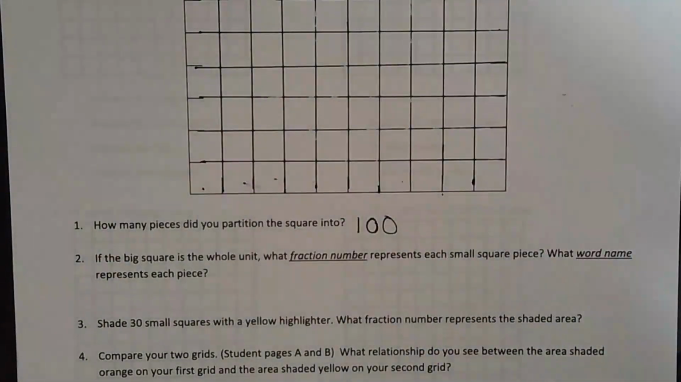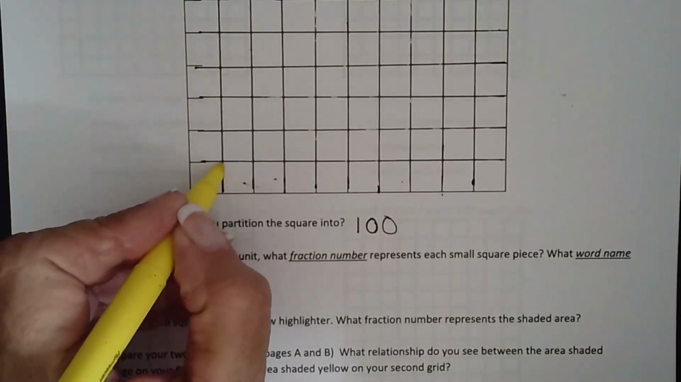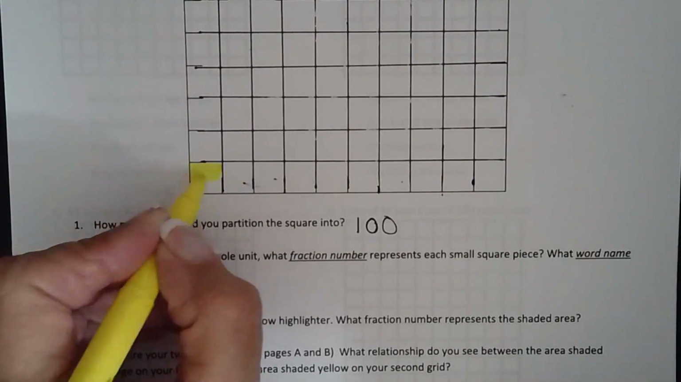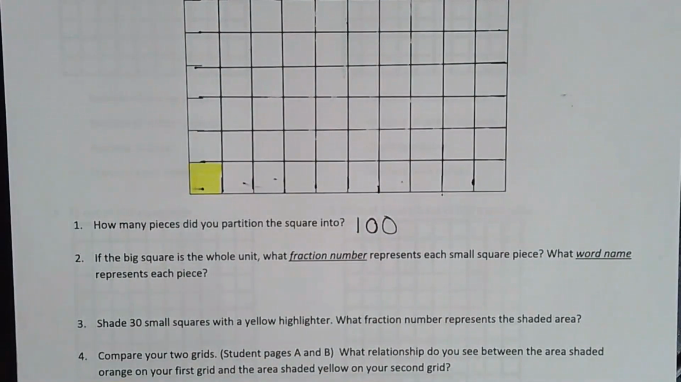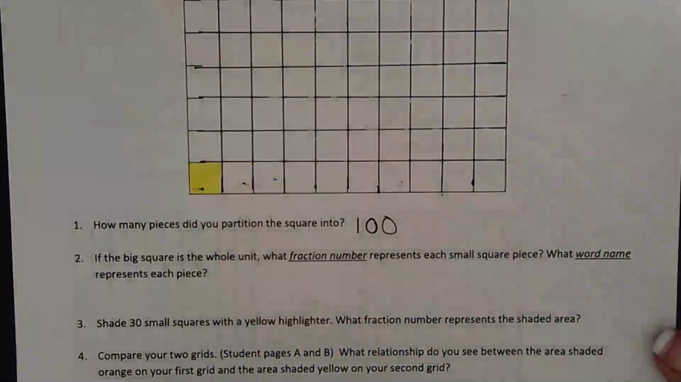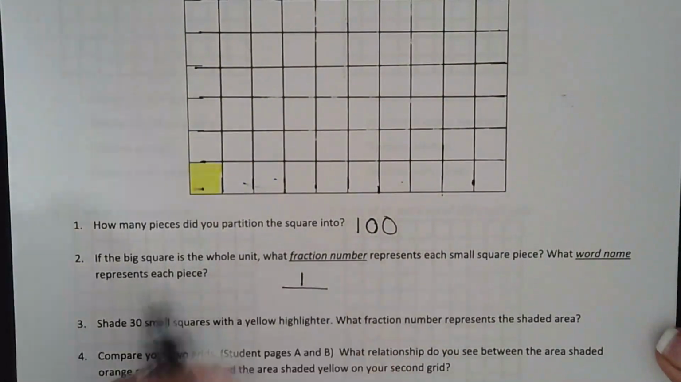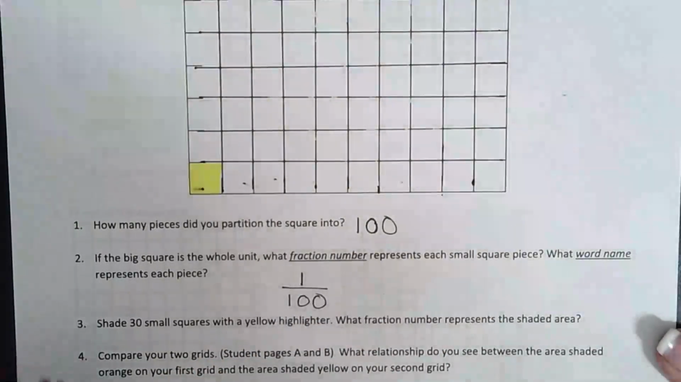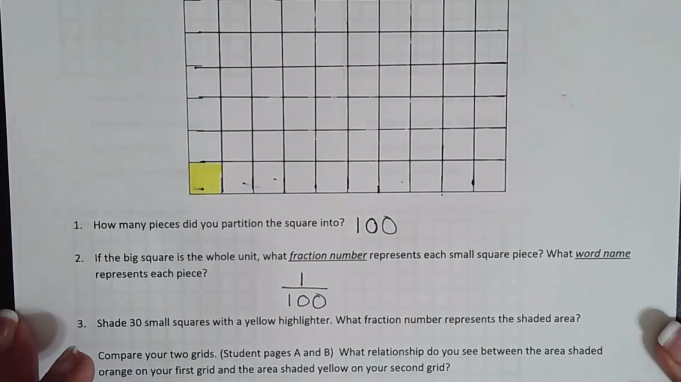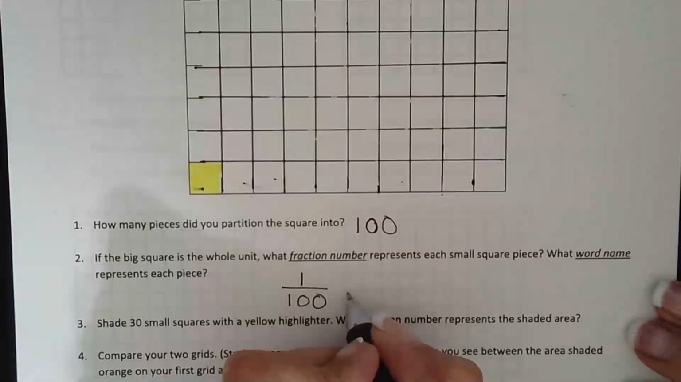So this one's going to be yellow. If we just want this one piece, what fraction does that represent? Well, how many are shaded? 1 out of how many make a whole? 100. So that little box is considered 1/100th. And that's how you write the word name as well.